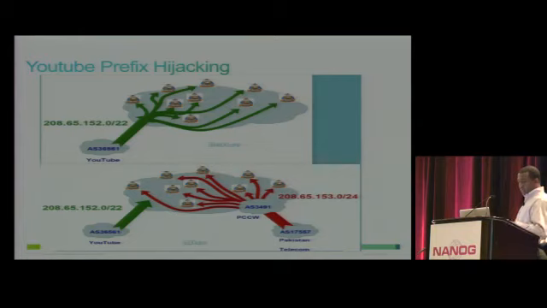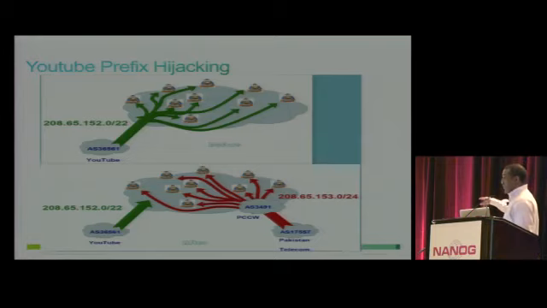What happened was Pakistan Telecom advertised a more specific version of YouTube's prefix to the internet. They didn't do it intentionally. I think there was some request from the government that they block YouTube because of some cultural reasons. And to do that, they went this way, obviously due to a lack of technical knowledge on the part of the people who did that.